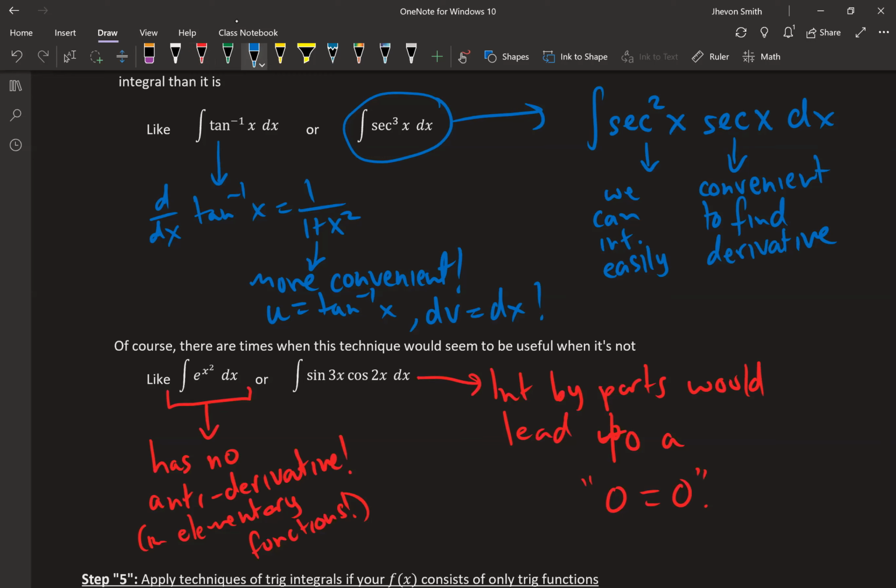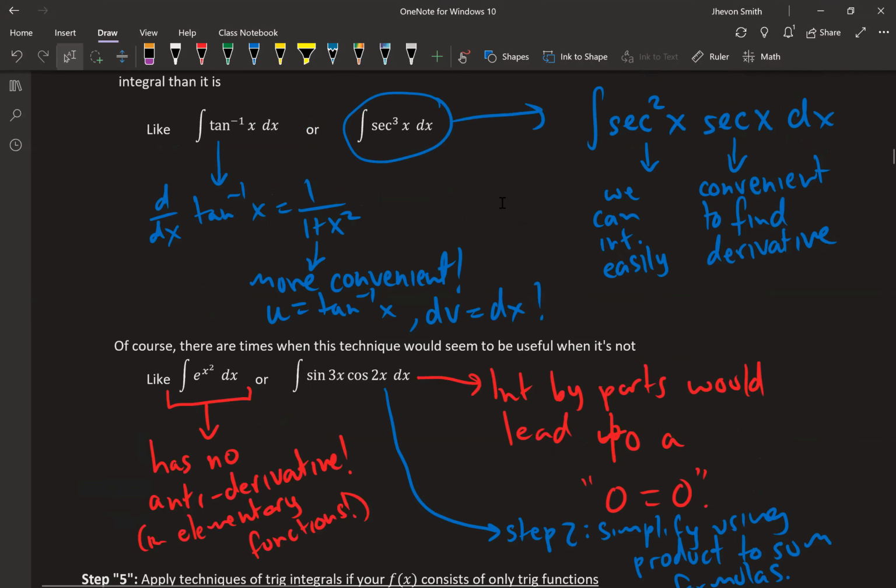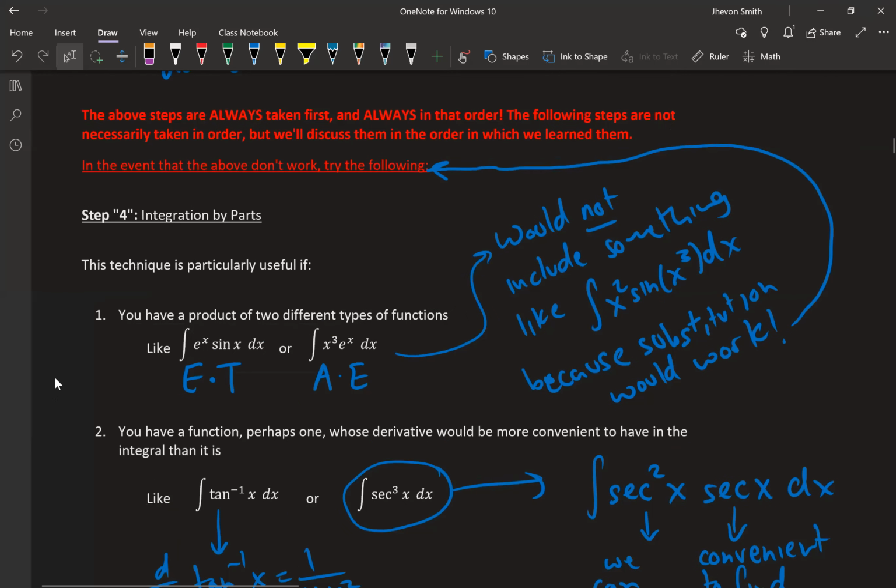By the way, for this guy, just to mention here, step 2 is what you would do. You would simplify using a set of formulas called the product to sum formulas from trigonometry. So just be aware that there are some times where you might think an integration by parts would work out, but it's not going to work out. This is going to happen. The more experience you have, the more you're going to notice when it may or may not work out. However, the above 2 reasons are the ones that you want to actually look for.